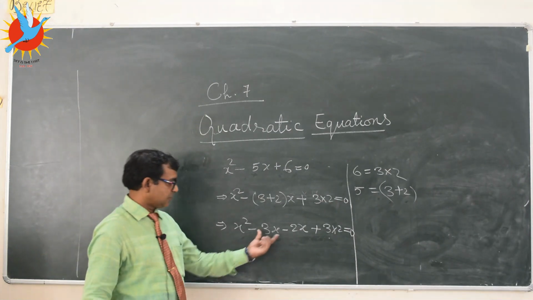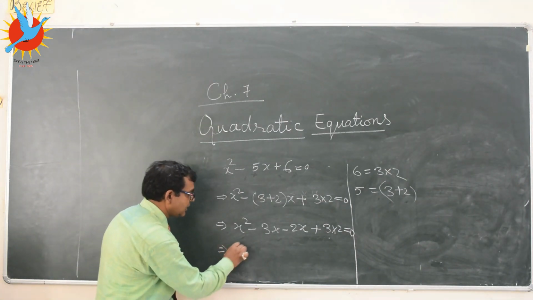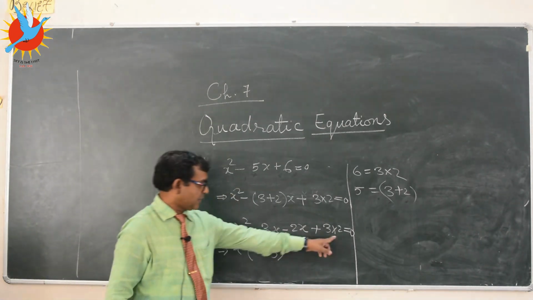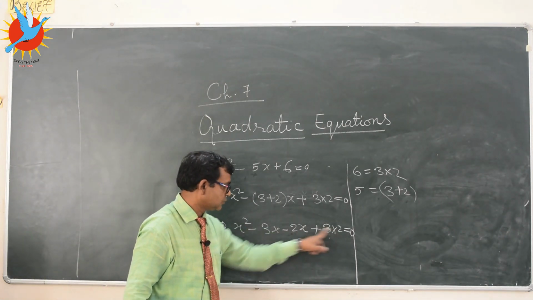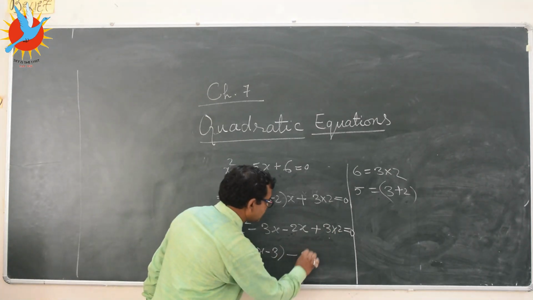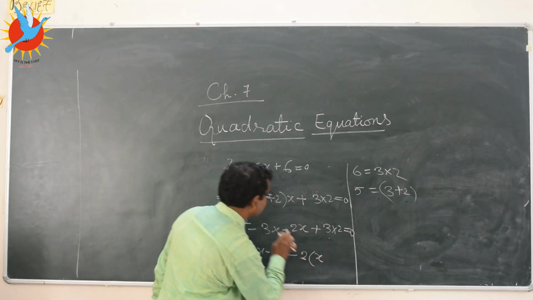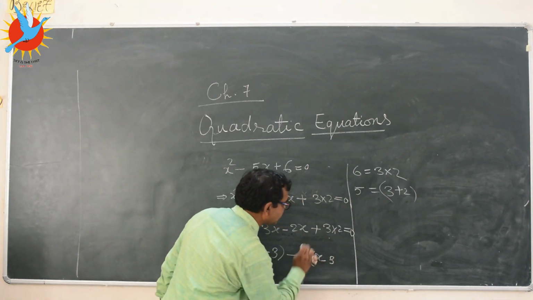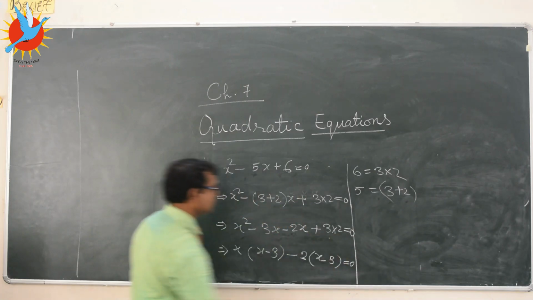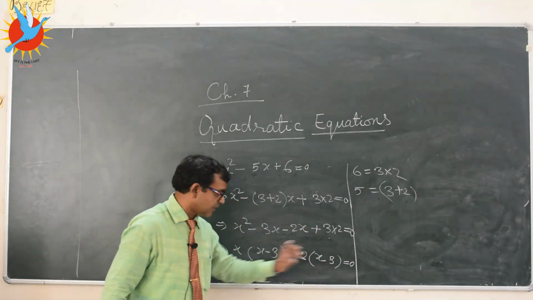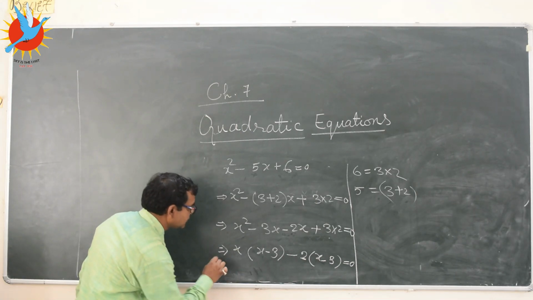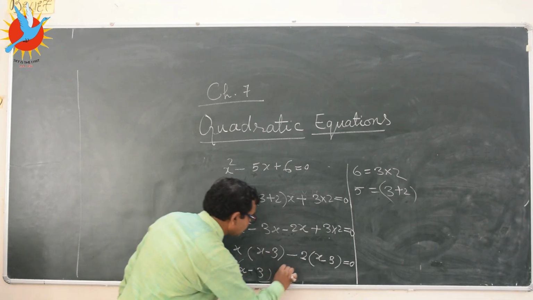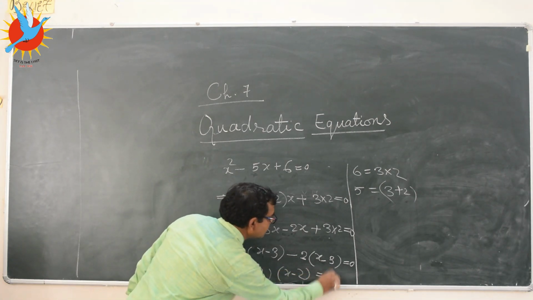Now take common from these two terms, we have x minus 3, and minus 2 common from these two terms, 2x, and taking minus here this will become minus. So this will become x minus 3, and this is equal to 0. Now x minus 3 can be taken common, so this will become x minus 3 into x minus 2 equal to 0.